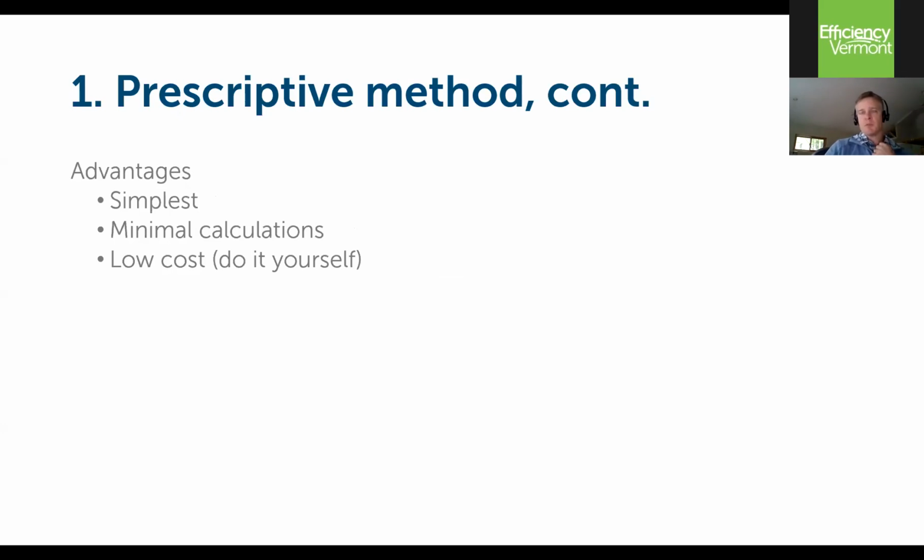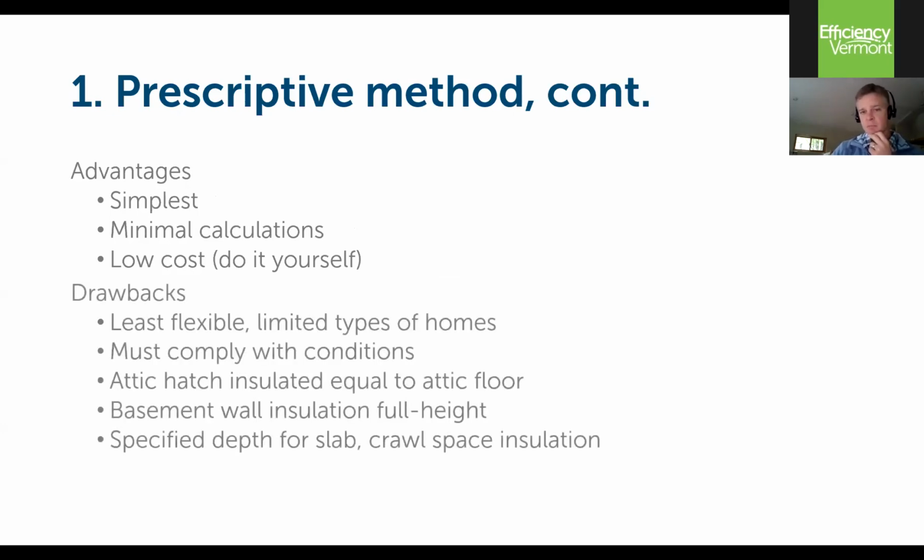So the prescriptive method is quite simple. Essentially, you have a table of 5 different packages of performance you can choose. You pick one of those packages and you meet all the requirements in that package, and you meet the intent of the code. So it's simple. You don't have to do any calculations really. You don't need to work with a third party to make that happen. That being said, you are bound by the requirements of that package that you choose. So it can be inflexible to some extent, depending on the design and intent for the home. There's certain conditions you must comply with by following those packages.